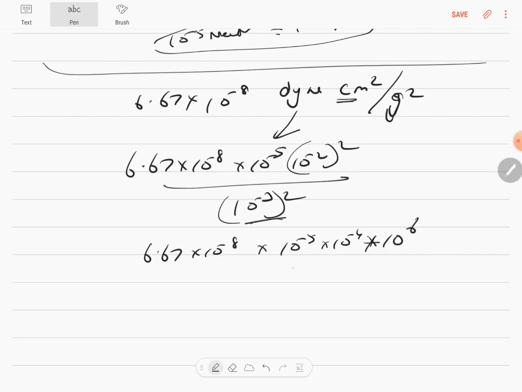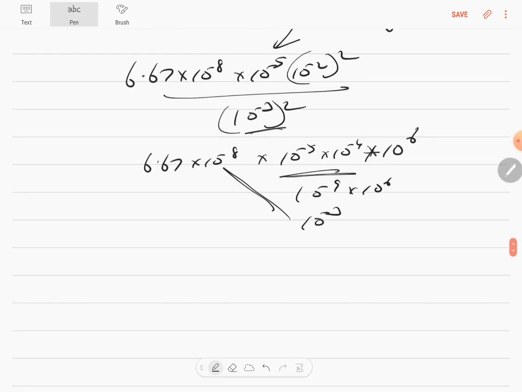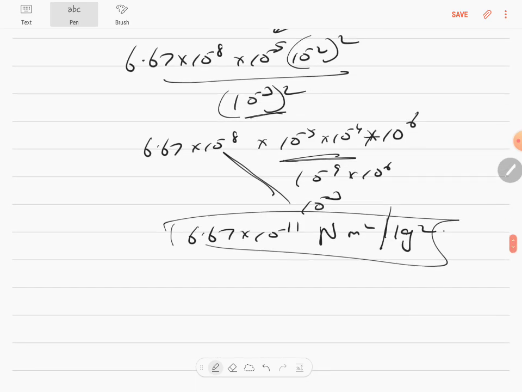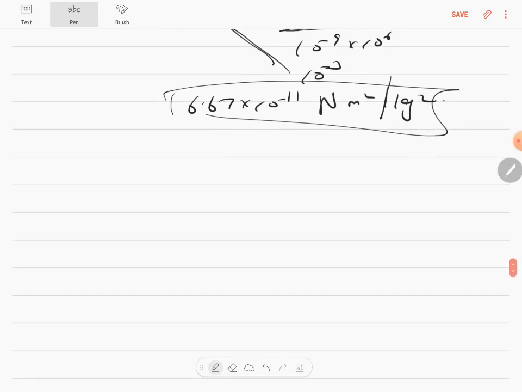So this will be 10 to the power minus 9 into 10 to the power 6, which will be 10 to the power minus 3, and that with this 10 to the power minus 8 will be 6.67 into 10 to the power minus 11 Newton meter square per kg square. So you can convert into SI unit even directly without using dimensional formula also. Okay, it's up to you.